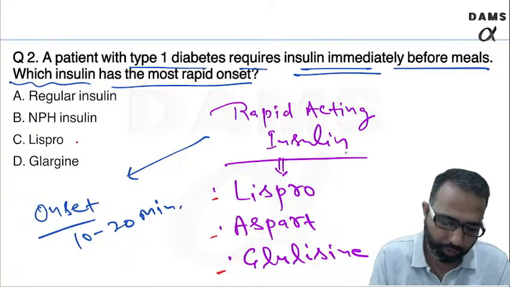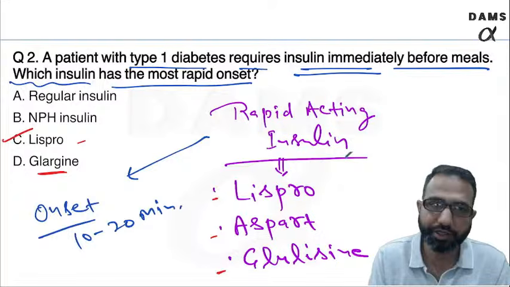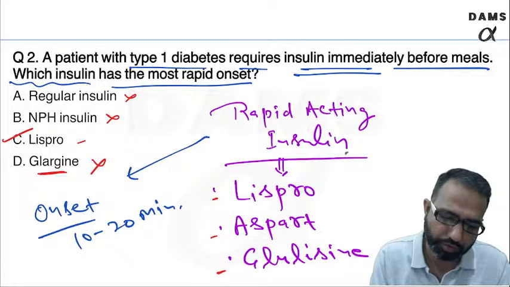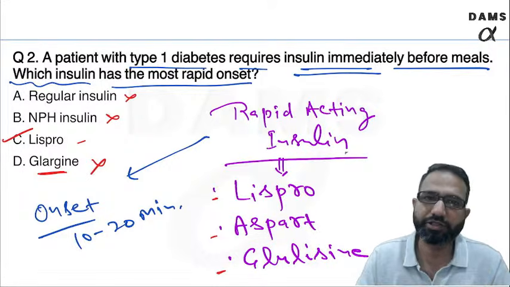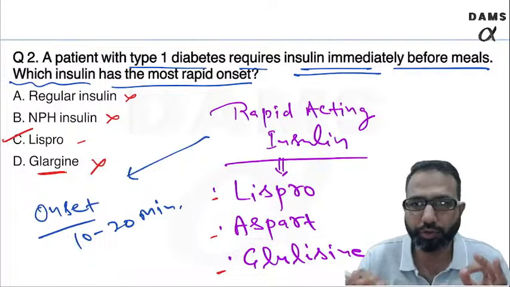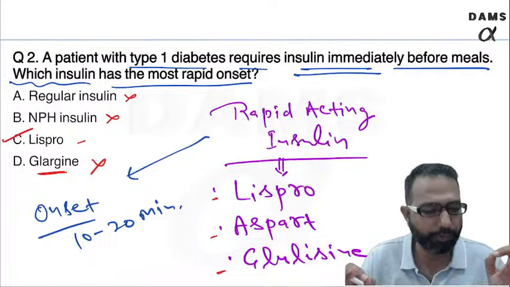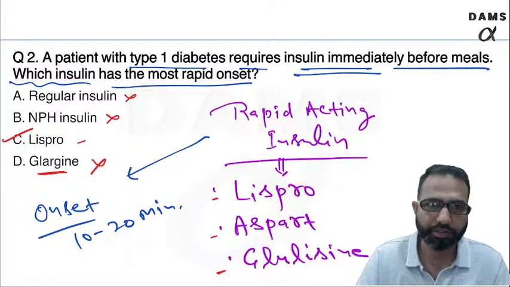Glargine by and large is long acting. NPH insulin is intermediate, and regular insulin is also short acting but not very rapid acting insulin. So out of these, lispro is the correct answer, and these insulins are used before meals to control the postprandial hyperglycemia. Remember, this is very important.